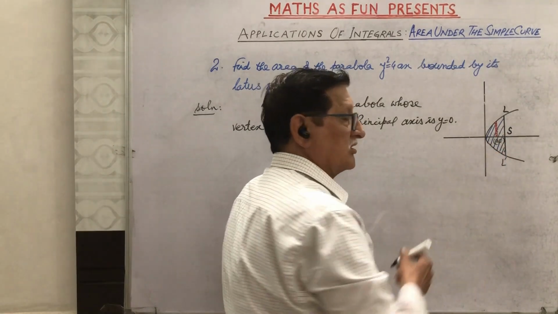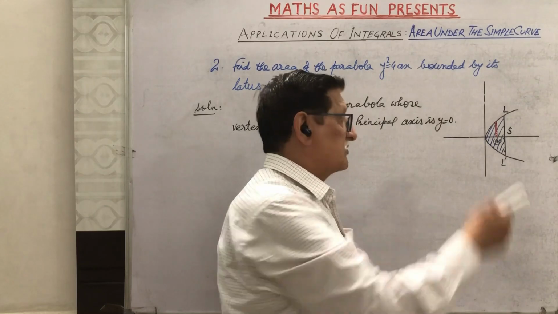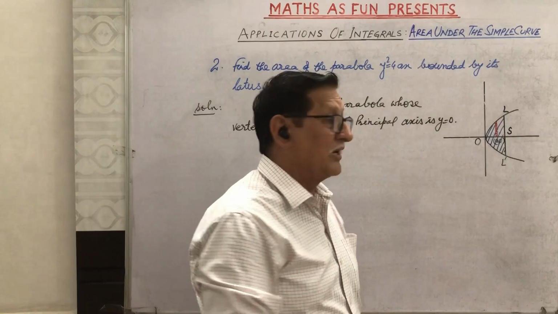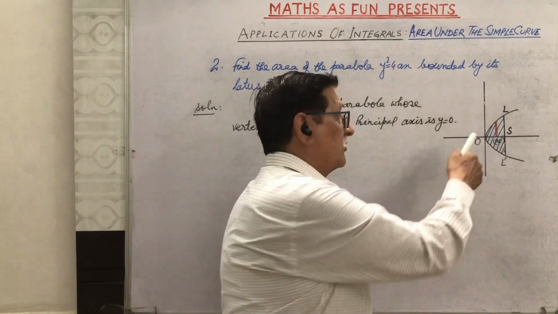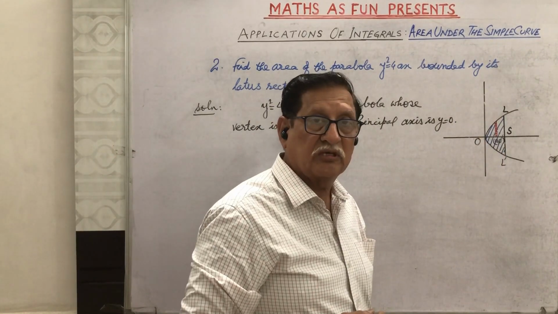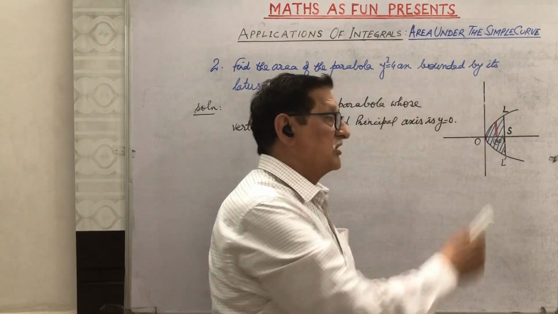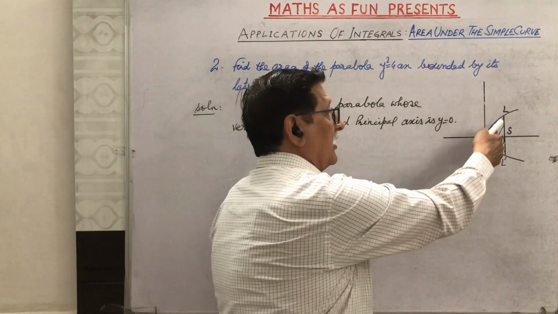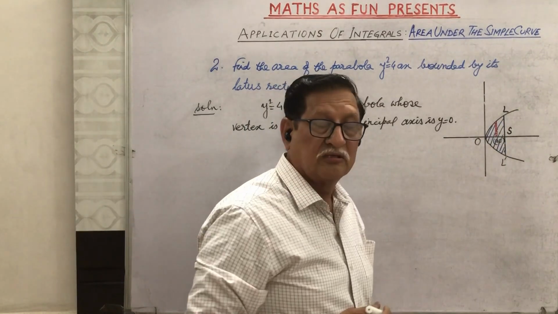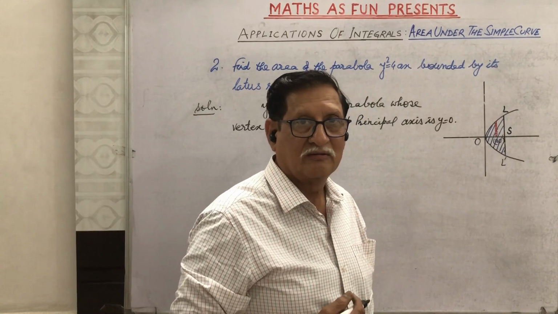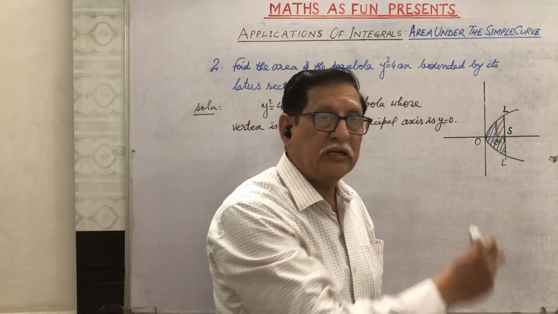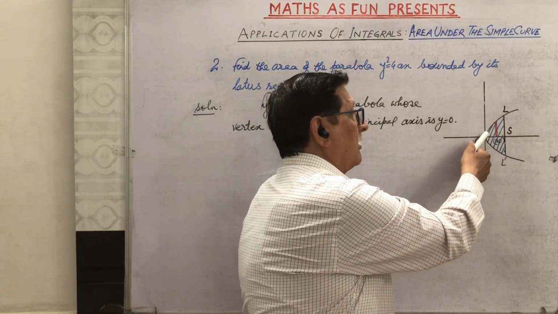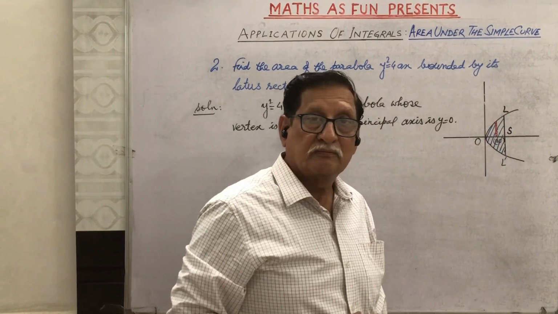Focus here is (a, 0). It means we have to find the area from the origin to the focus, that is from 0 to a. Also we know that this parabola is symmetric about the x-axis, and hence the area above the x-axis and below the x-axis are equal. So we can find the complete area by multiplying the area above the x-axis by 2.